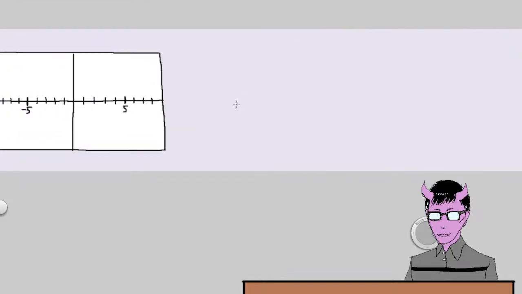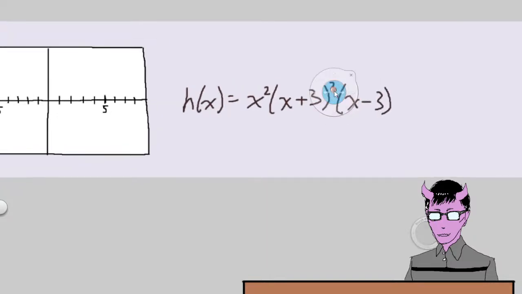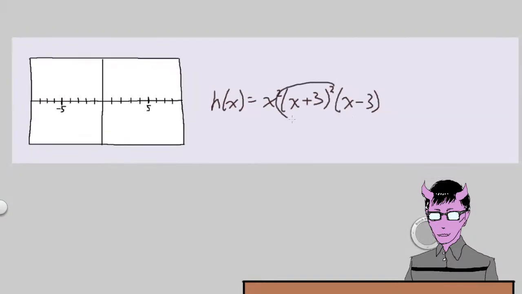Moving forward, of course, we have h of x. It's going to be mostly the same thing yet again. It's going to be x squared times (x plus 3) squared, and then this one's just going to be x minus 3. That's before. So now I've upticked the multiplicity for this particular factor. So what does that do? It's just going to get another parabolic motif.